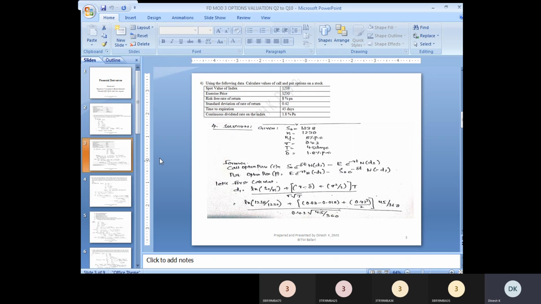So d1 equals ln(S0/K) plus (r minus delta) plus standard deviation squared divided by 2, into T. Now I'm substituting the values. ln of S0, where S0 is 1238, divided by 1230. So 1238 divided by 1230, what is the value that you are going to get there? Simplify this and let me know what the d1 value is here.